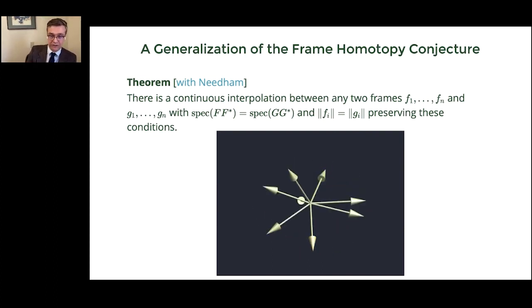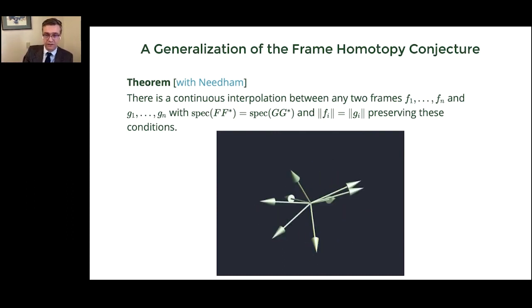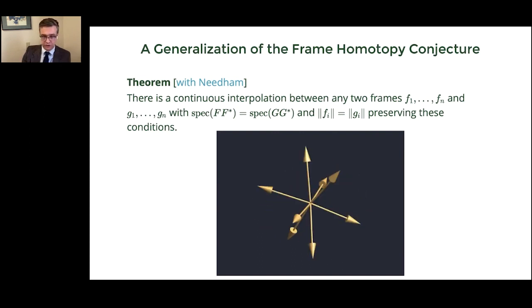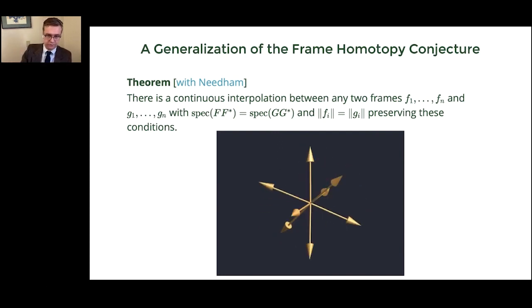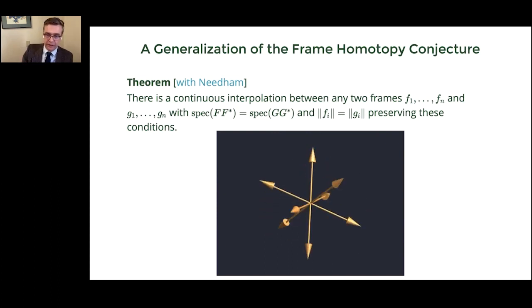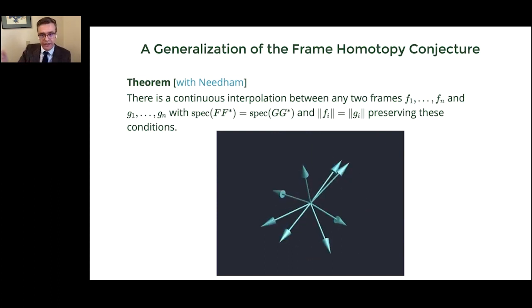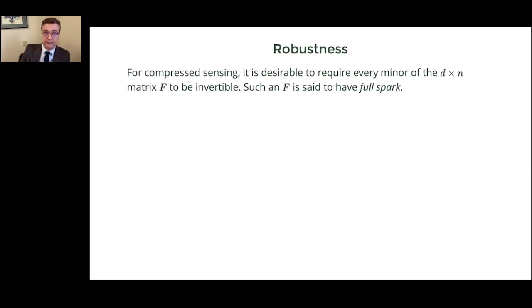I can always continuously interpolate between frames satisfying these conditions that we're interested in. And so that's certainly of interest, but it's telling you that you choose your spectrum and you choose your norms based on whatever actual problem you're trying to solve. And this tells you no matter how you choose those things, there is a way to continuously interpolate between them, which is pretty neat.